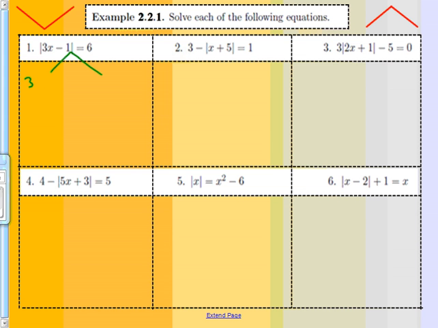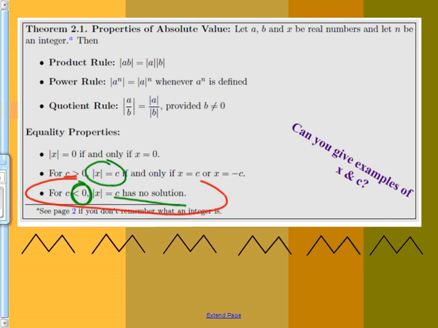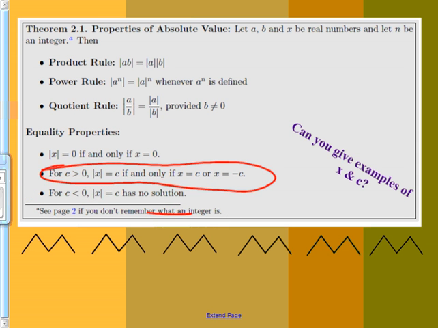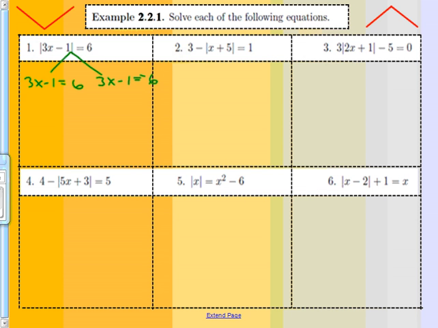Did you say 3x minus 1 equals 6 and 3x minus 1 equals negative 6? That's what you should have said. That came from the next rule up. It was this rule right here. Says that it'll be x equals c or x equals negative c. Okay? That's why we can do that.